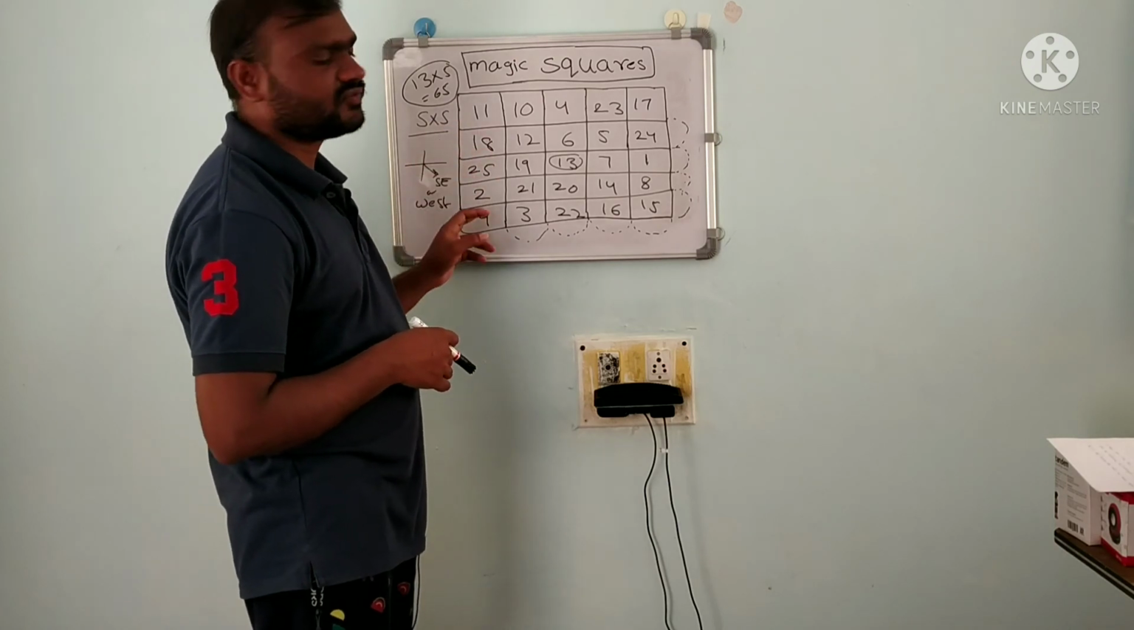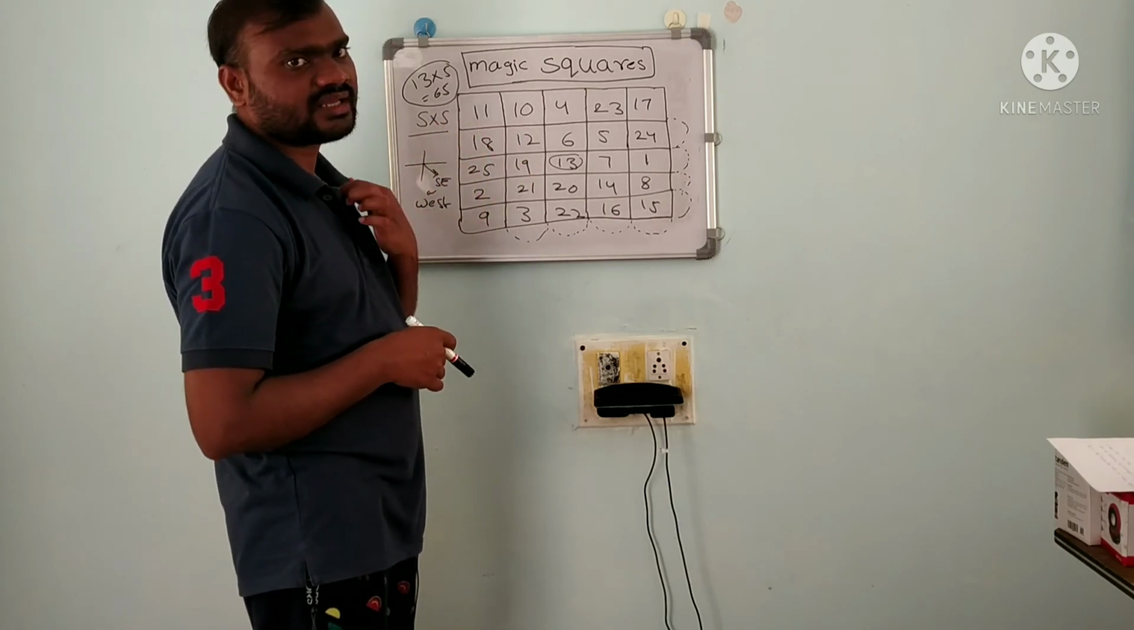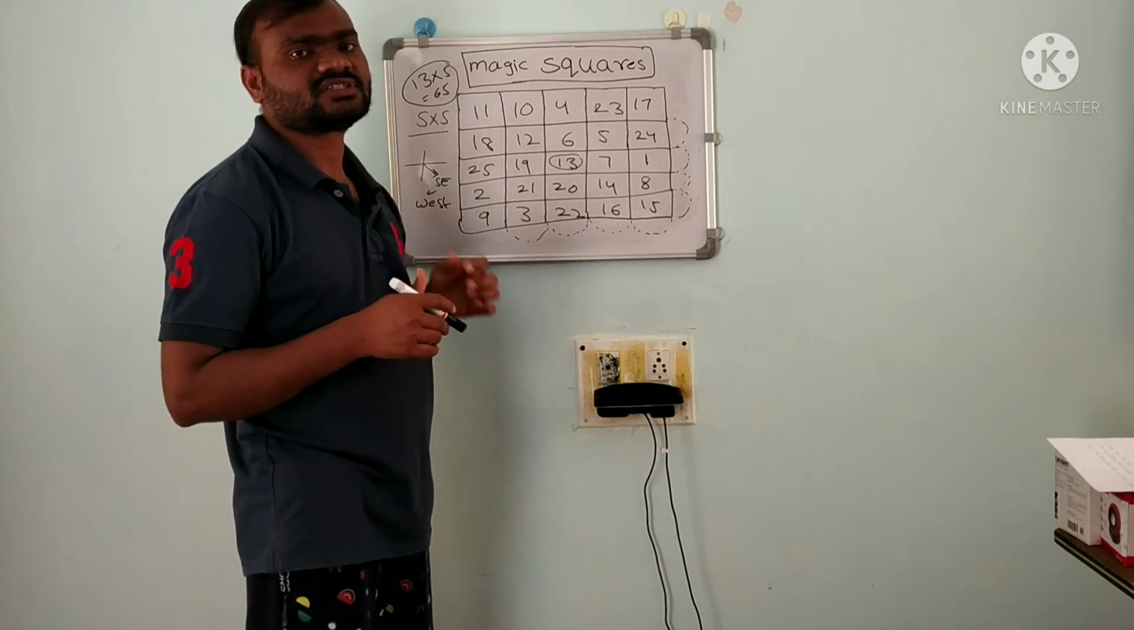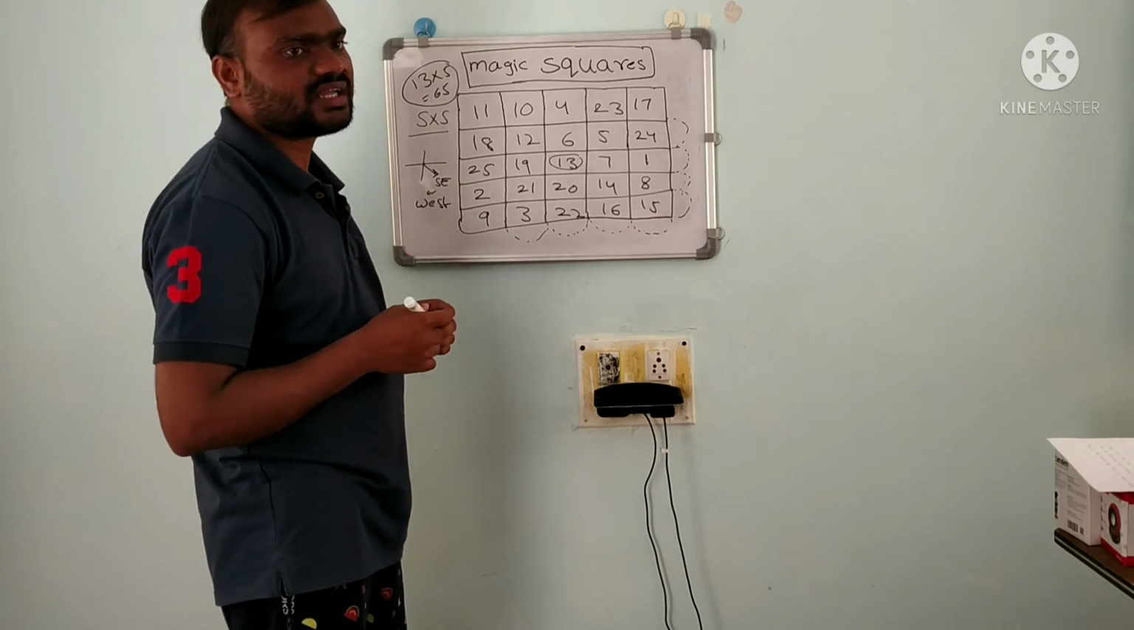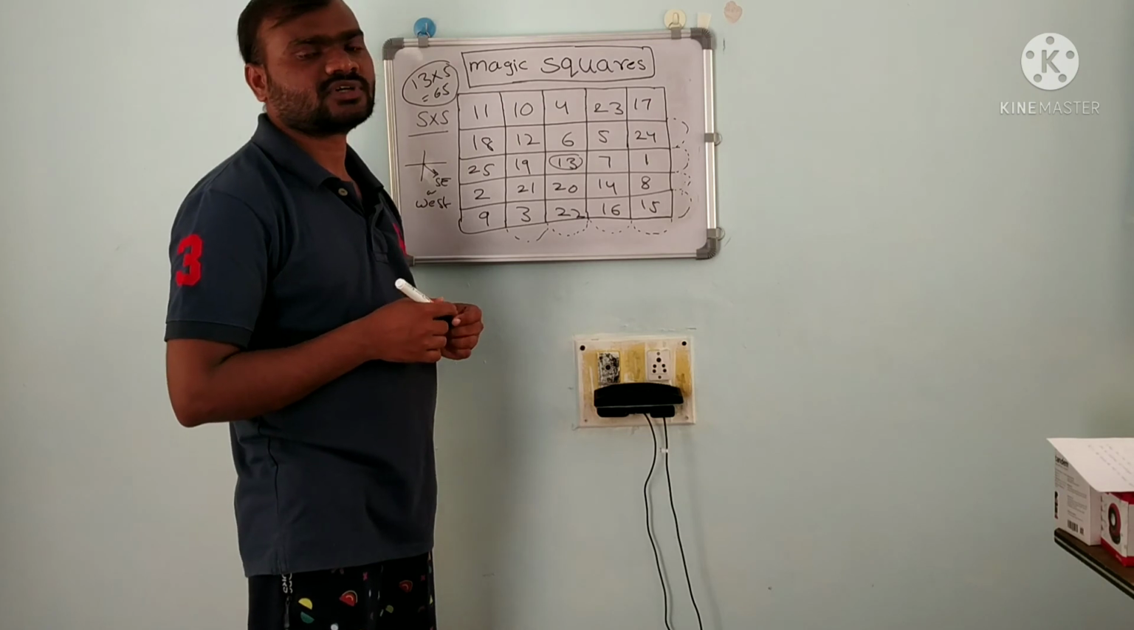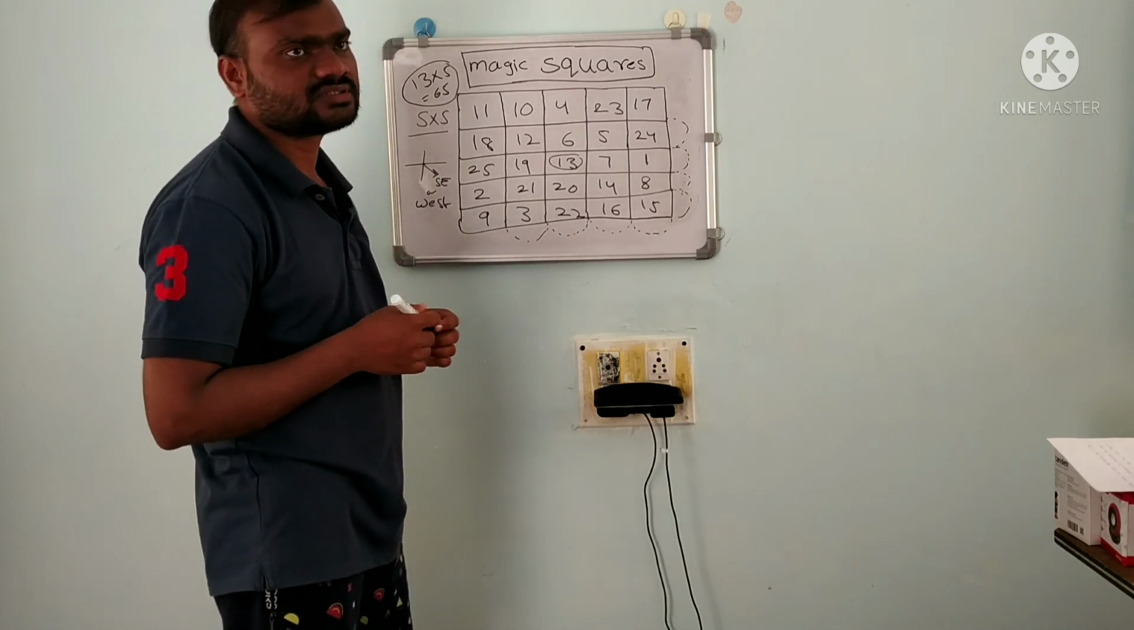If you take the sum of any row or any column or diagonal, you will get the sum 65 only. So you can try with a 3 by 3 grid also, or a 7 by 7 grid.